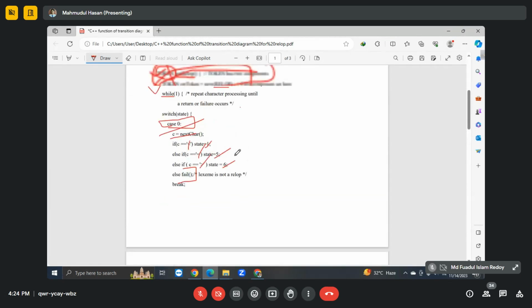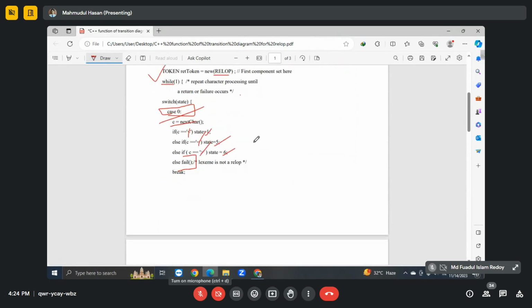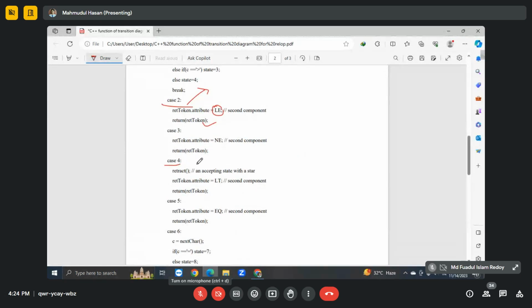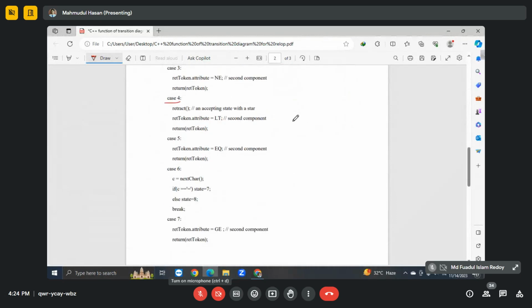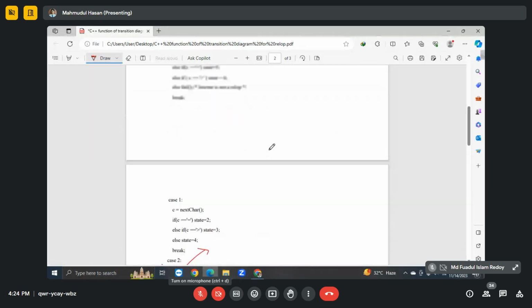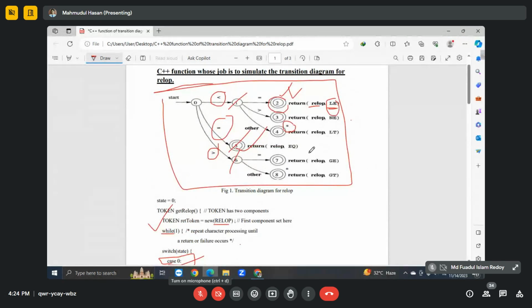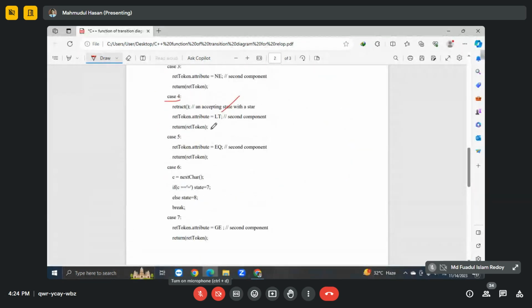So think about a final state with retake. That is state 4, and state 4 is represented with case 4. So go to case 4. Here, at first you need to call retake. Then you need to set the attribute value, that is LT for state 4. Then you need to return the token.